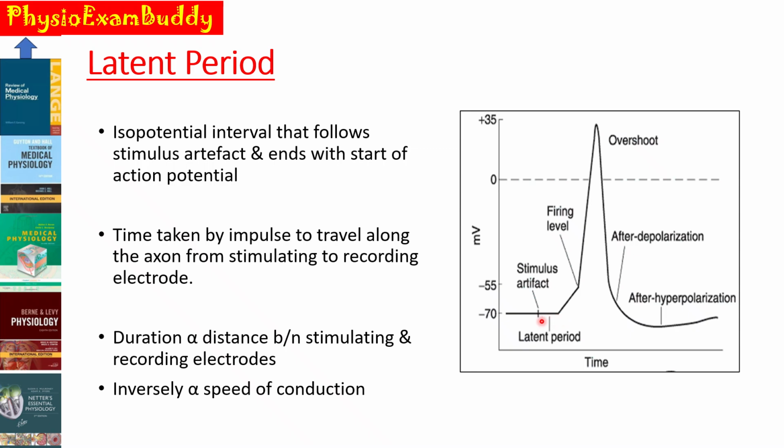That is, this isopotential interval which follows the stimulus artifact and ends with the start of the action potential is known as the latent period. And it is basically the time taken by the impulse to travel along the axon from the stimulating electrode to the recording electrode. And this duration is directly proportional to the distance between the stimulating as well as the recording electrode and inversely related to the speed of conduction.